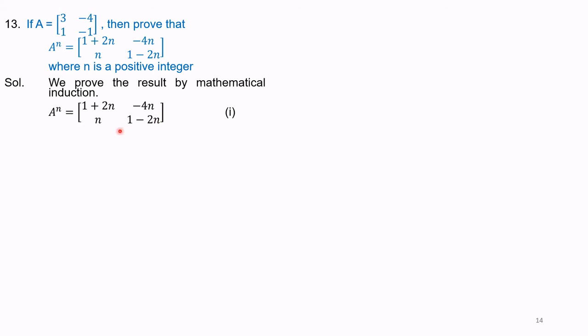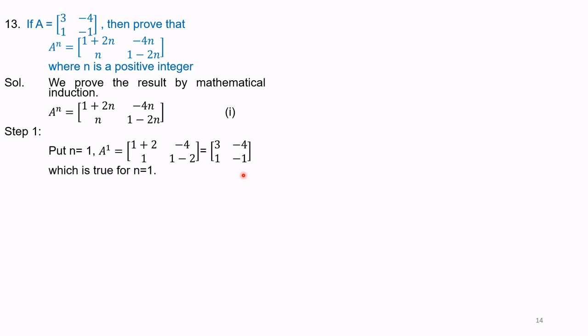Therefore, given, we are required to prove A to the power of n is equal to within square brackets 1 plus 2n, minus 4n; n and 1 minus 2n. Step 1 is we have to put n is equal to 1 in this equation 1. We get 1 plus 2, minus 4; 1 and 1 minus 2. That is equal to 3, minus 4; 1, minus 1, which is true for n equal to 1. That is, if you compare A and this equation after substitution, it is one and the same.